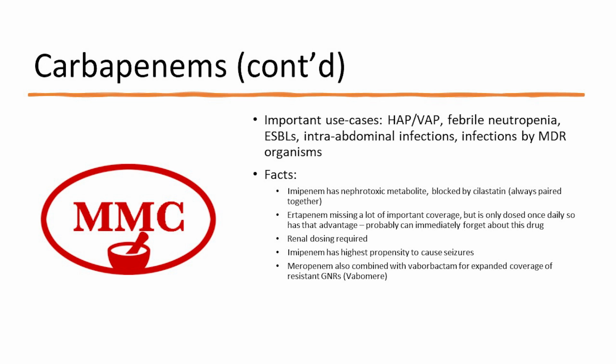Ertapenem is missing a lot of important coverage, but it did have an advantage because it's only dosed once a day. Personally, I could care less about that, so just immediately forget it. Renal dosing is required for these agents, so keep that in mind. Imipenem has the highest propensity to cause seizures out of these drugs. And then meropenem, you'll also see this sometimes combined with Vaborbactam for the extended coverage of MDR organisms, and that's called Vabomere. Personally, we are a meropenem facility. I don't know. Just depends on what your institution likes the best. As long as it's not ertapenem, because ertapenem sucks.